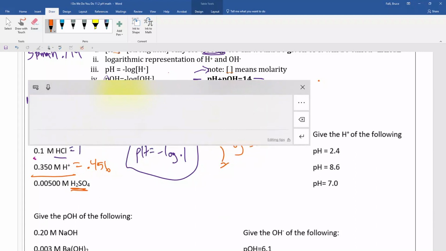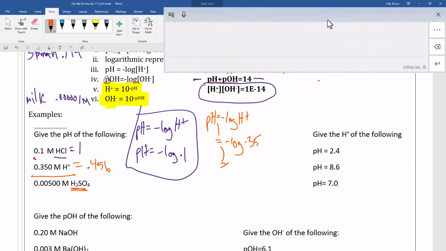I mentioned in the last podcast, if you have double OH, you double the concentration. You do not double for acid. You don't double acids. You do double bases. So I'm going to just do negative log 0.125. So negative log 0.005 is 2.30.